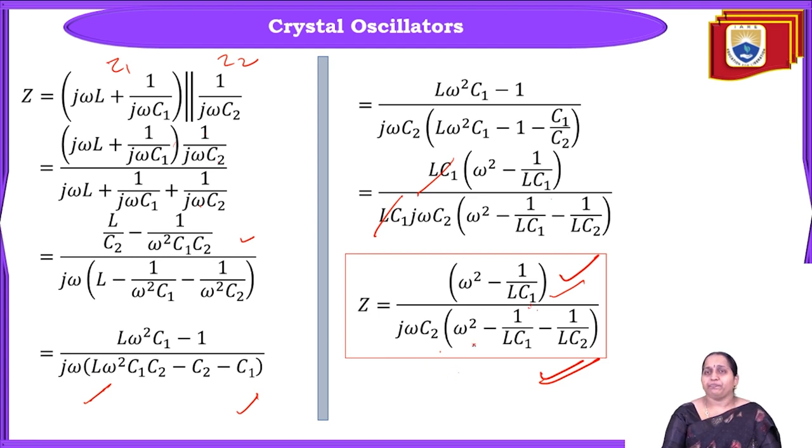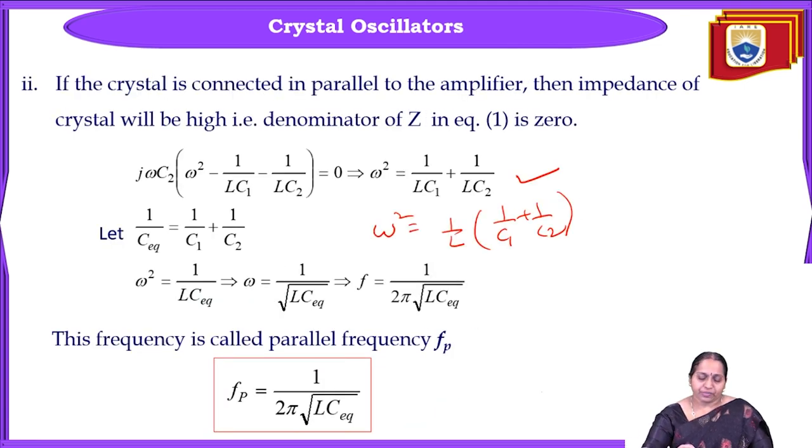What was the series frequency? fs is equal to 1 by 2 pi root over L into C1. Coming to the parallel frequency omega p, it is obtained when you connect the crystal in parallel to the amplifier. Then the impedance will be very high, in the sense that you assume the denominator part to be 0. Only then will any number divided by 0 give a very large value, theoretically infinite. Equating the denominator to 0, we have seen that omega p square is equal to 1 by LC1 plus 1 by LC2. On further simplification, letting 1 by C1 plus 1 by C2 equal 1 by C equivalent, fp is equal to 1 by 2 pi root over L into C equivalent. That is how we calculated fs and fp.